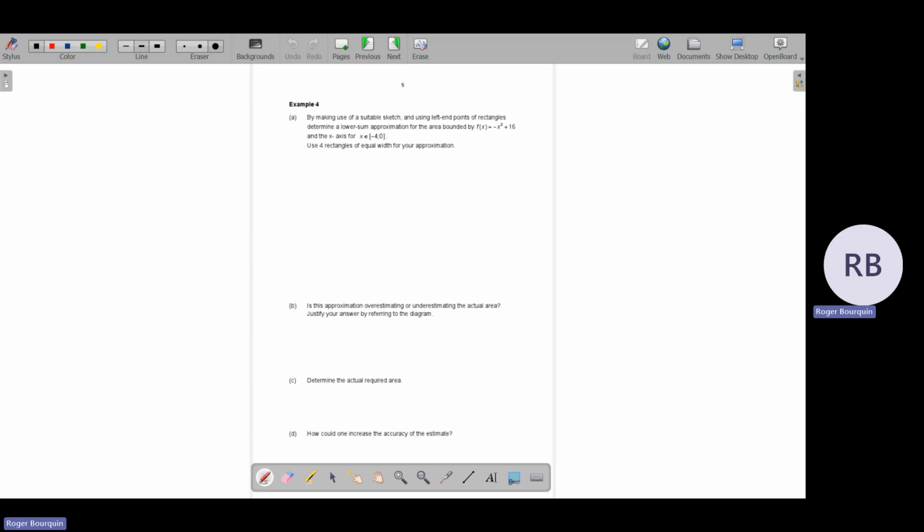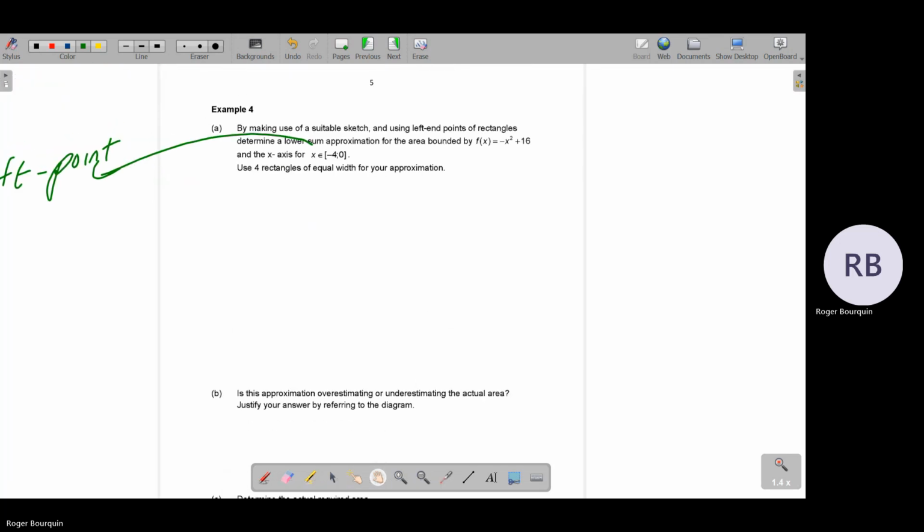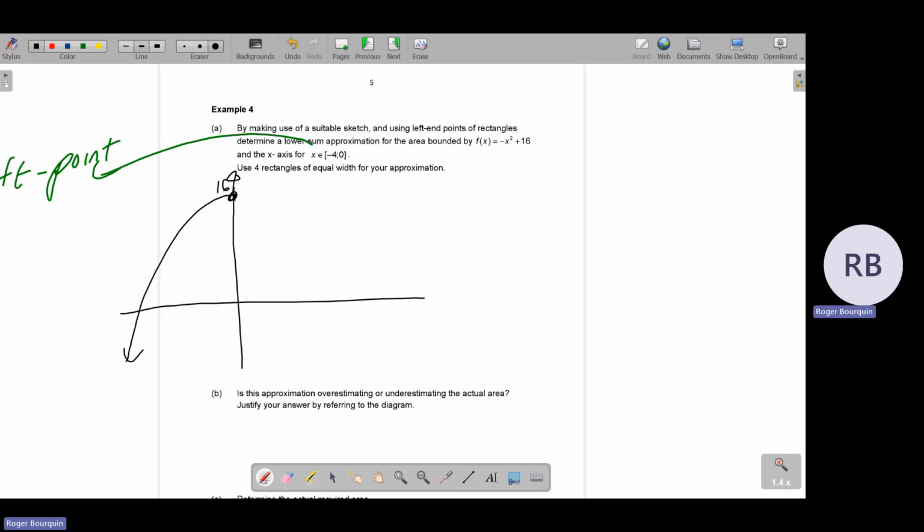What's another word for left sum? Yeah. Four is just my random number, I think. Okay. That's good.